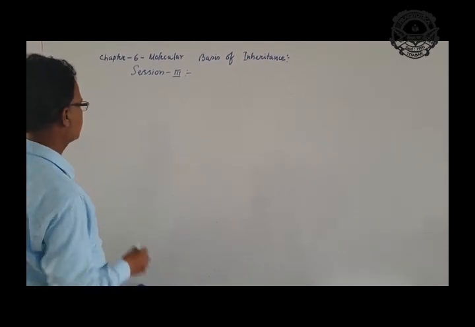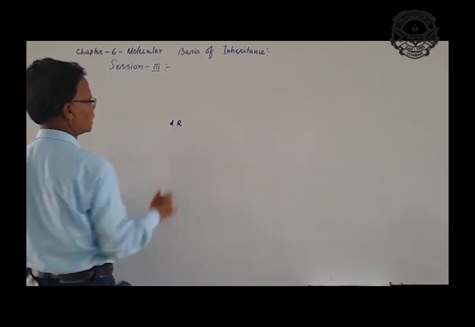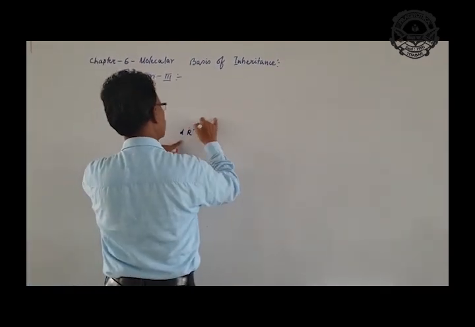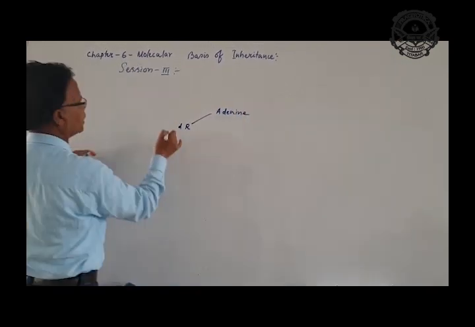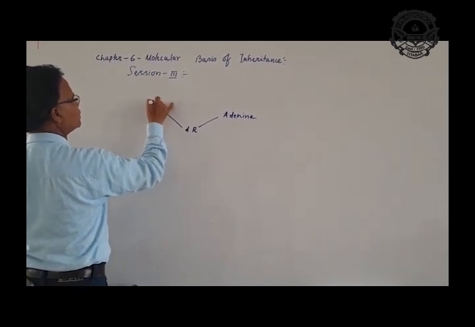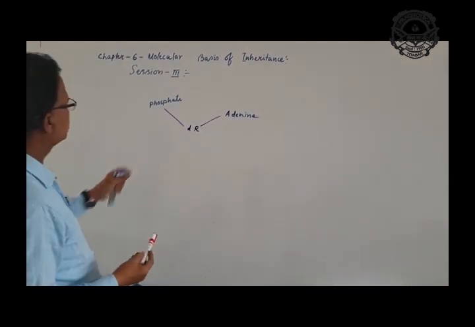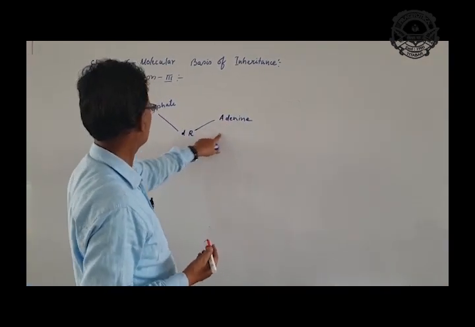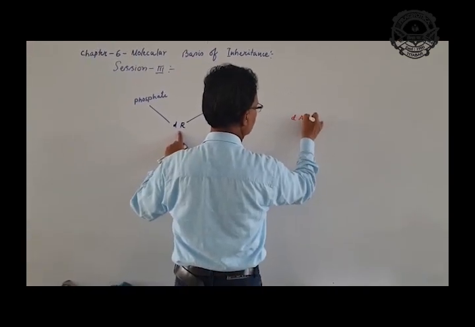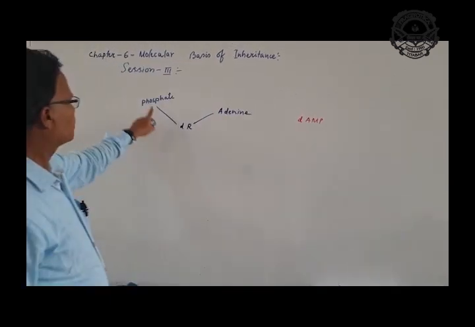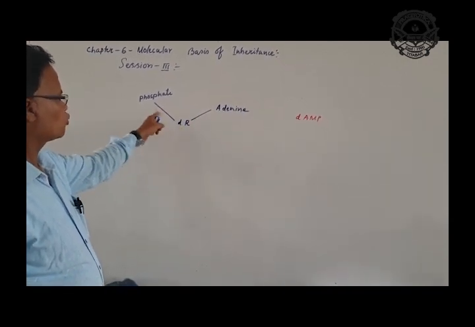Always remember, deoxyribose sugar is present as the central molecule. On the right hand side there is a base, suppose adenine, and on the left side there is a phosphate group. This is nucleotide number 1. Since the sugar is deoxyribose, this nucleotide containing adenine base is called deoxyadenosine monophosphate. This is the diagrammatic sketch of deoxyadenosine monophosphate.